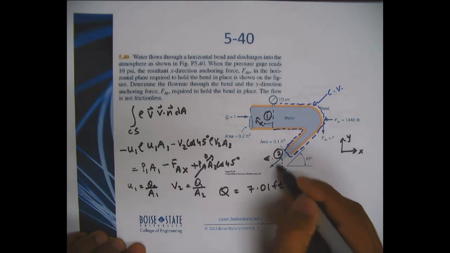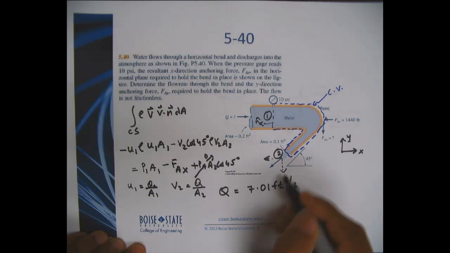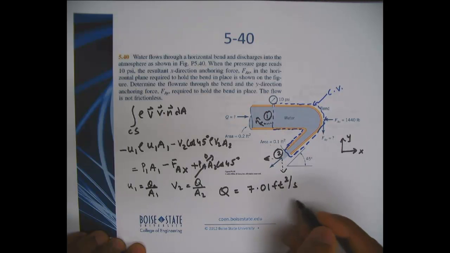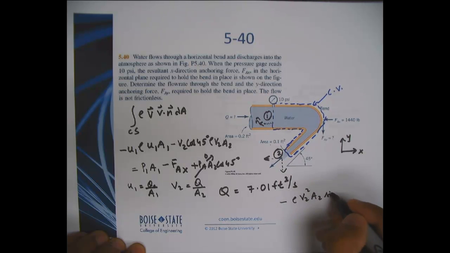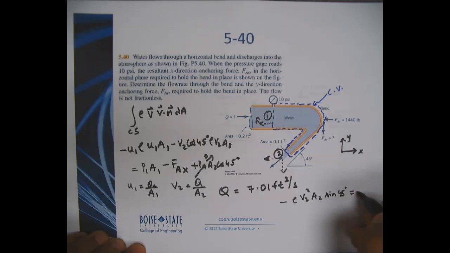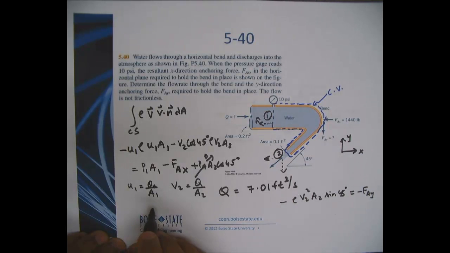So you can see that this is the velocity component for this guy going out of this section. According to the convention, it's in the negative direction. So I'll end up with minus rho v2 square A2 sine 45. And then this guy is also negative, so minus FAY.